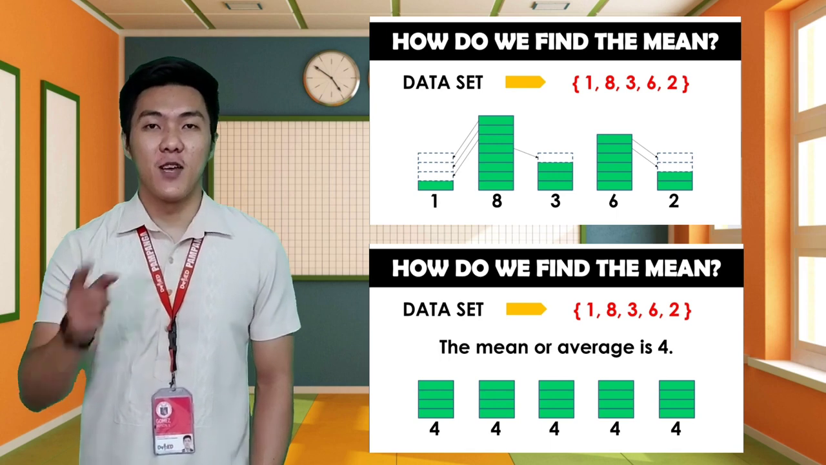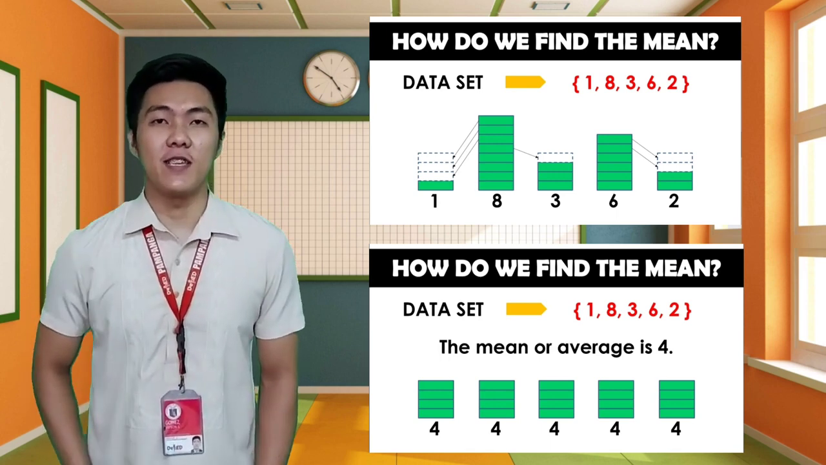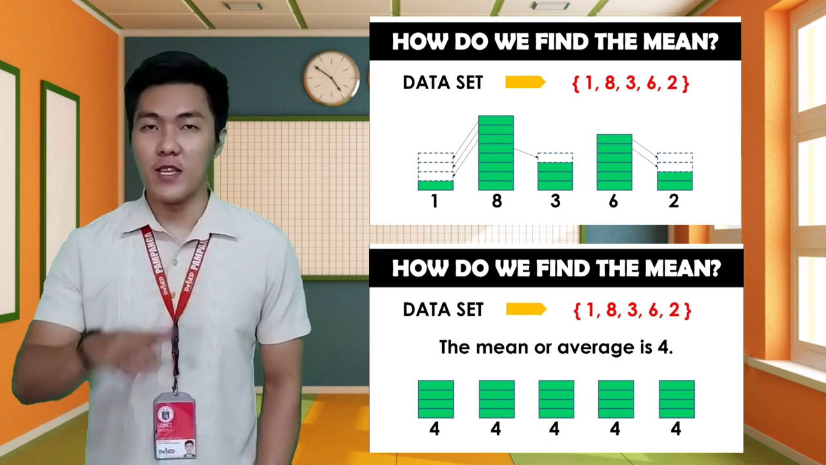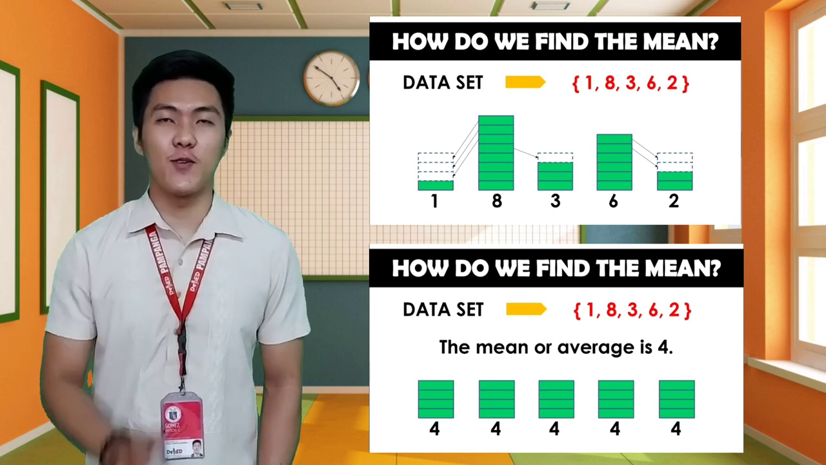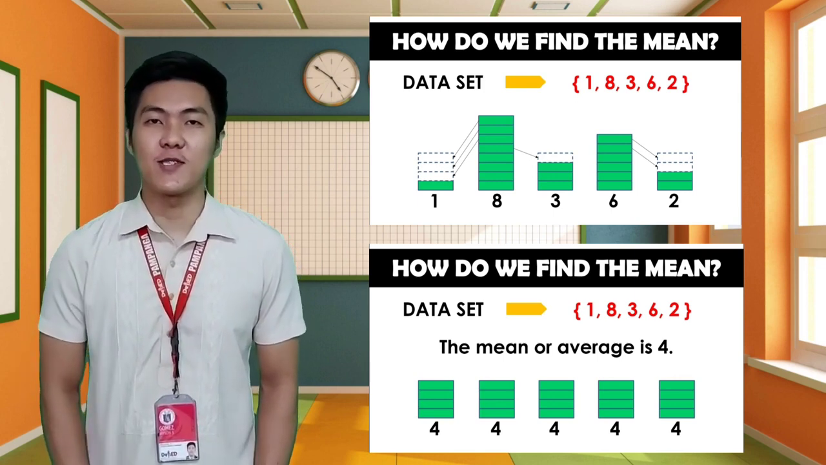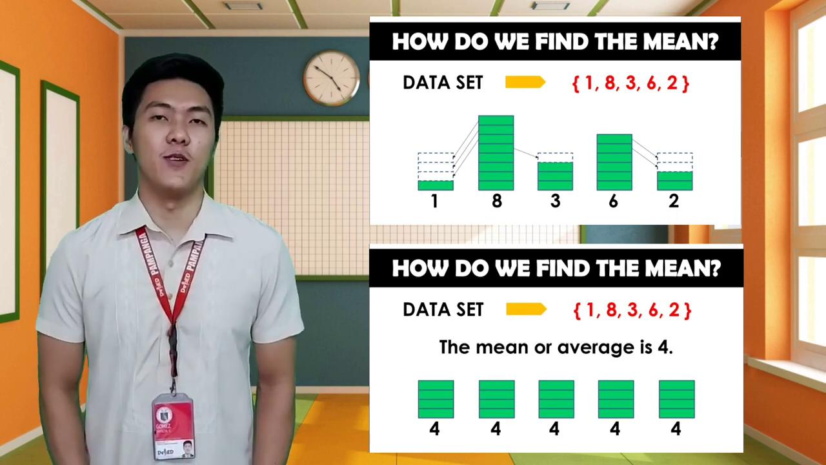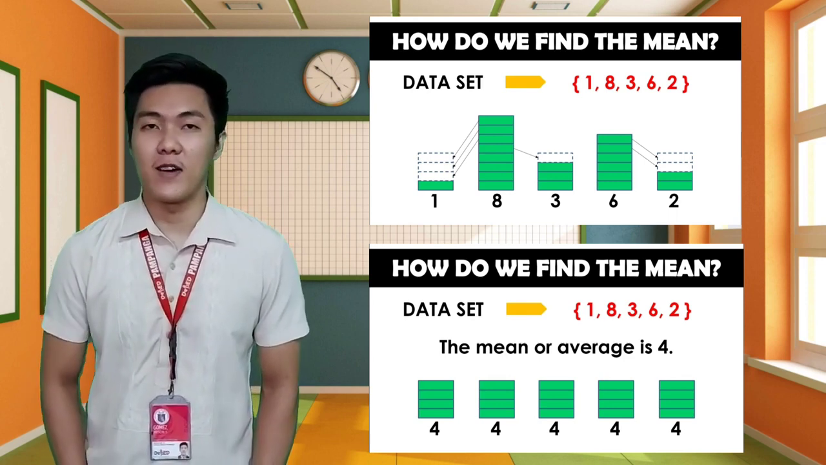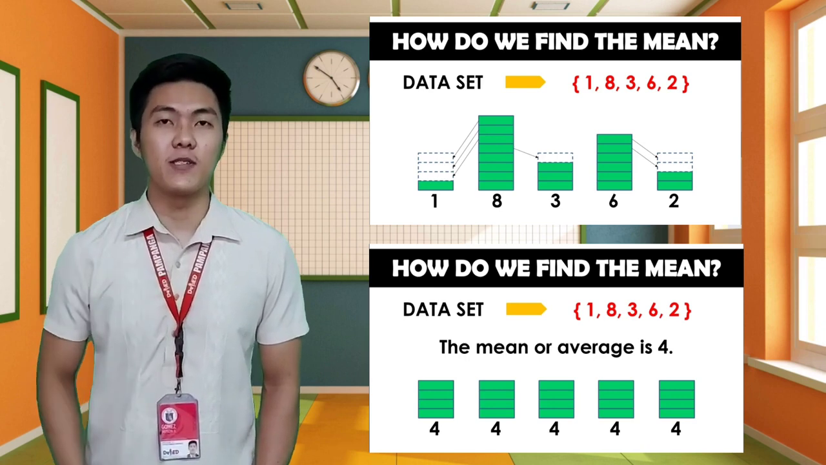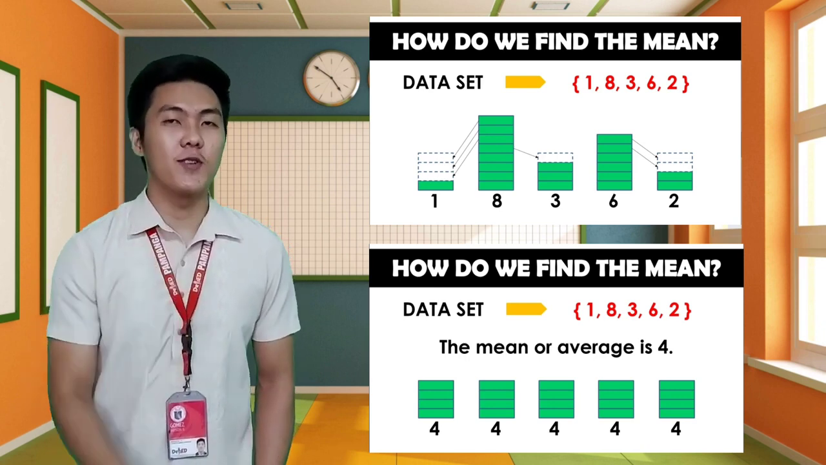Did you get that, class? Basically, that is the idea of mean. We try to even out or make all the values equal as much as possible. But this basic technique is only applicable when the number of data that we have are not too many and the numbers are smaller. But do not worry.